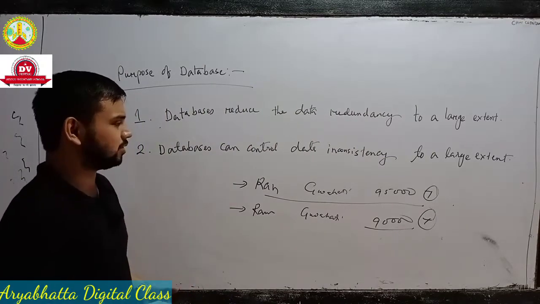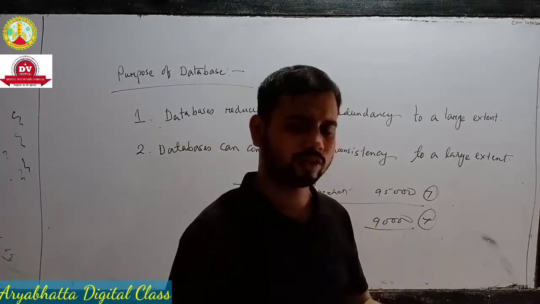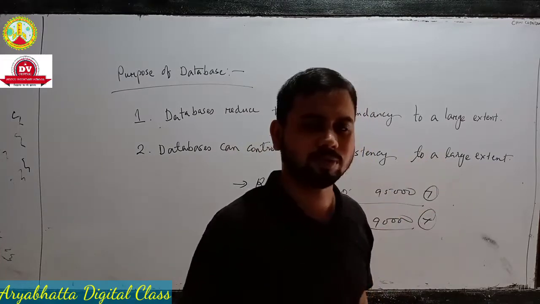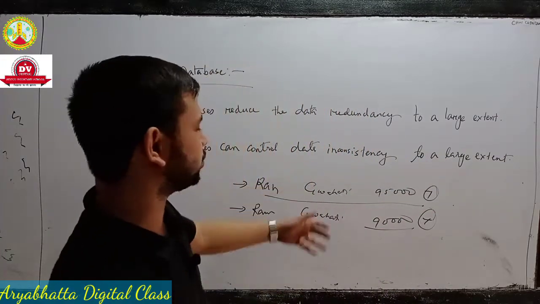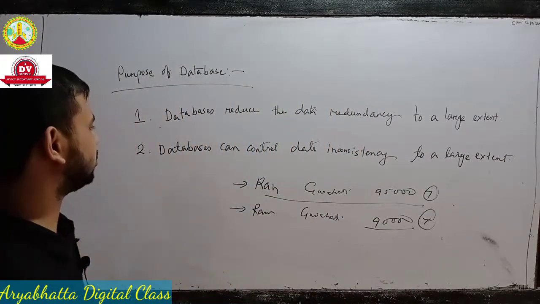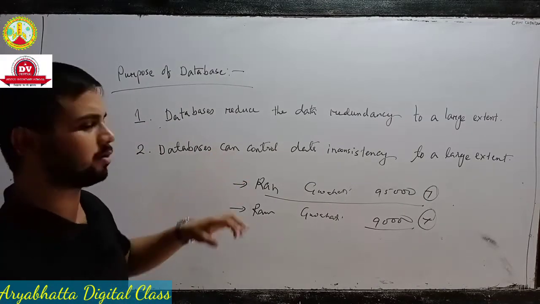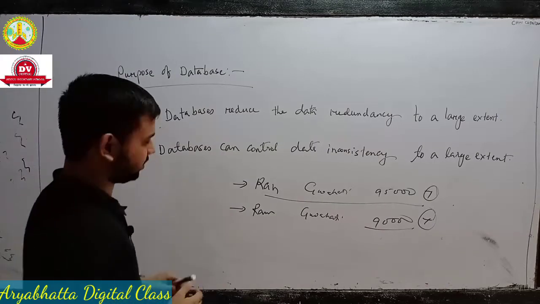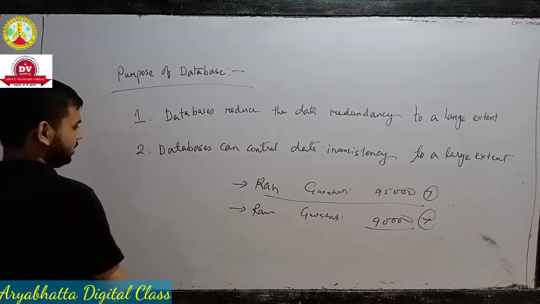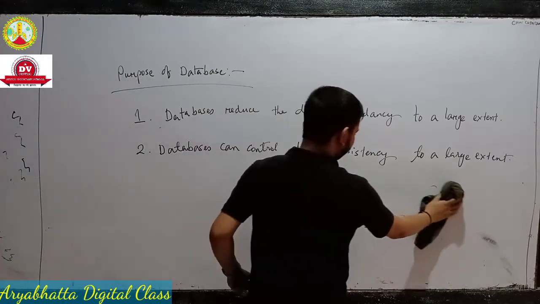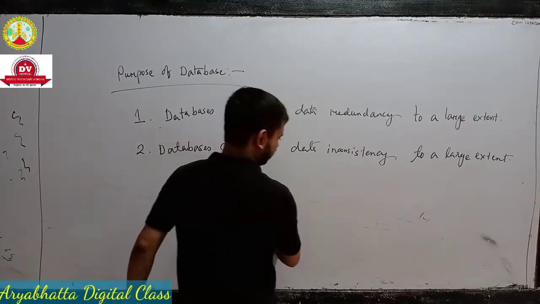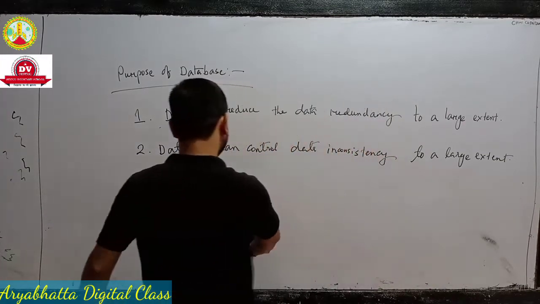But in a database system, when you modify the database, that type of error we can control. That means the database can control data inconsistency to a large extent. We can control that type of error in a database. Okay, you just read it by yourself in the book, you can easily understand. This is a very easy concept.